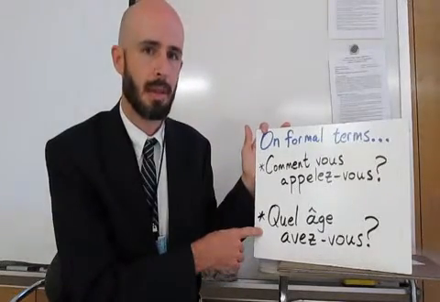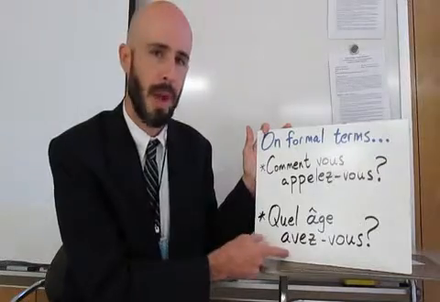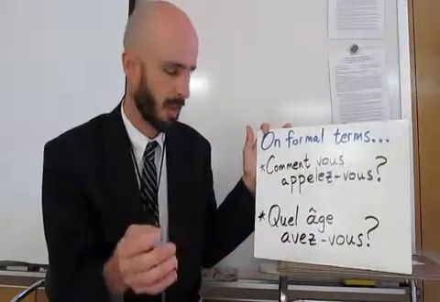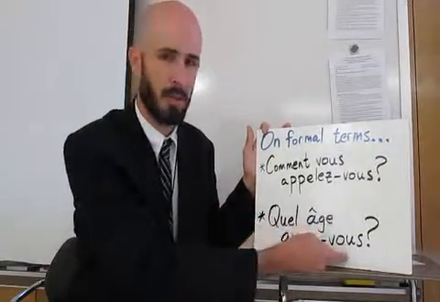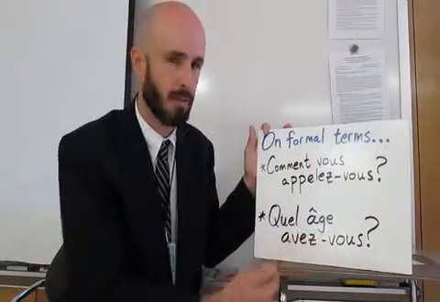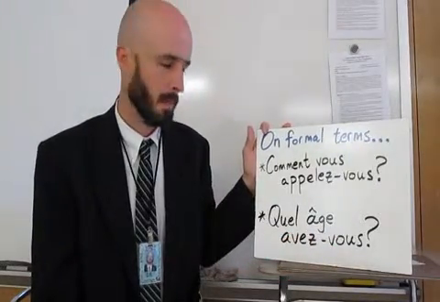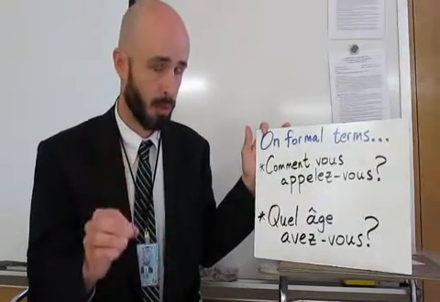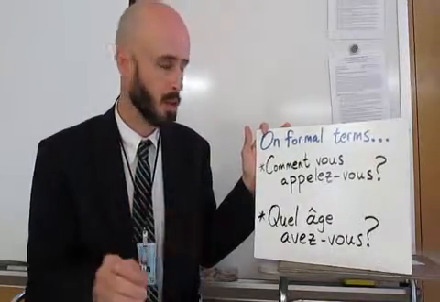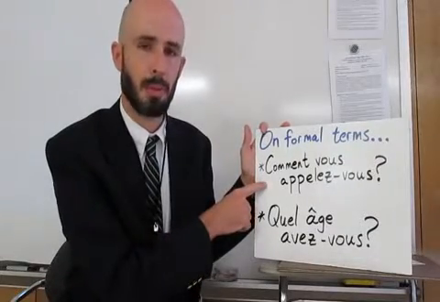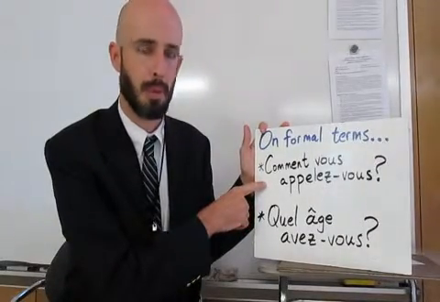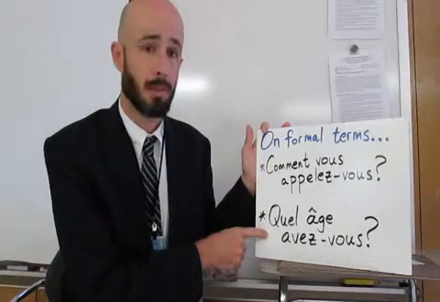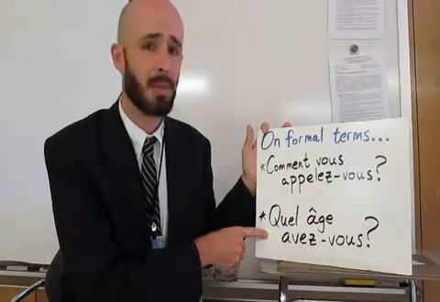Quel âge avez-vous? Again, we have a form of the verb avoir. I'll teach you how to conjugate that soon. Followed by the subject. They're inverted again. There's a hyphen. Quel âge avez-vous? So that's the way I ask a person on formal terms his or her name and age. Comment vous appelez-vous? Quel âge avez-vous?